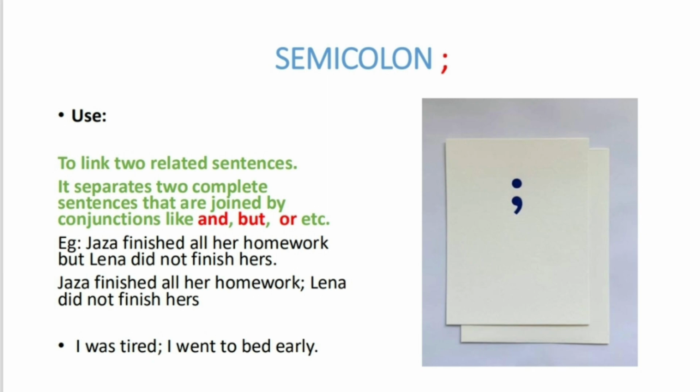Like that, semicolons are also used to separate two complete sentences that are joined by conjunctions like and, but, or, etc. For example, look at the two sentences. Jessa finished all her homework, but Lena did not finish hers. In this sentence, we used the conjunction but. We can remove the conjunction but from this sentence and add a semicolon instead. Jessa finished all her homework, semicolon. Lena did not finish hers.